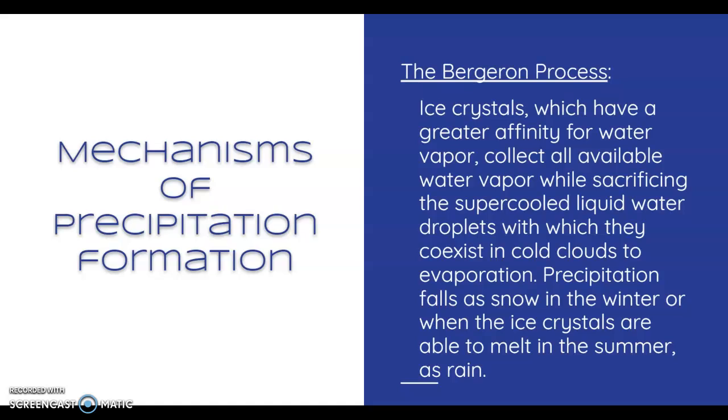First, we'll assess the Bergeron process, sometimes called the aggregation process. In this process, ice crystals, which have a greater affinity for water vapor, collect all of the available water vapor, while the supercooled liquid water droplets with which they coexist in cold clouds are sacrificed and evaporate. Precipitation falls as snow in the winter, or in the summer, the ice crystals or snow is able to melt and then falls as rain.